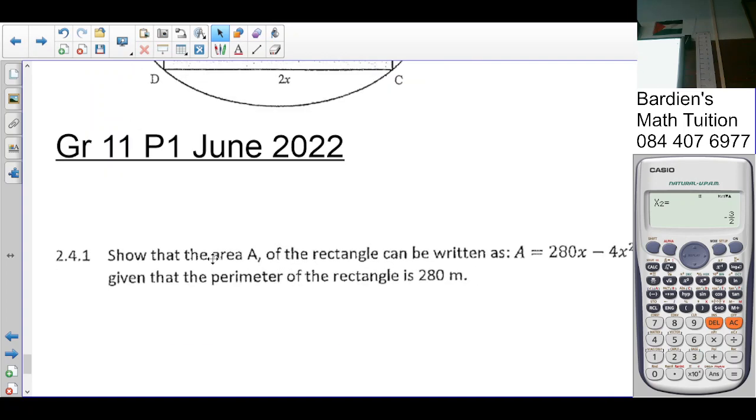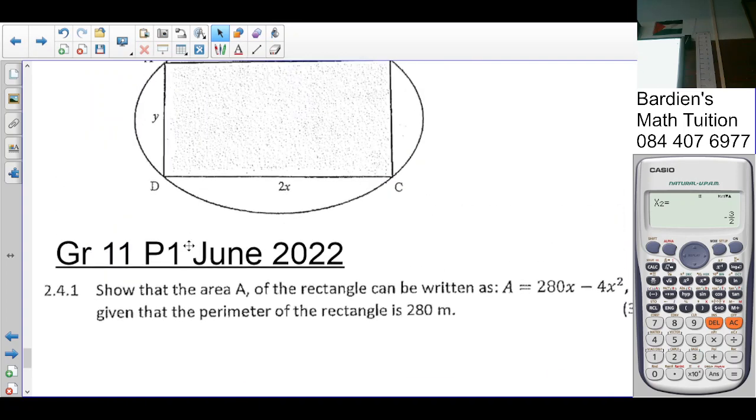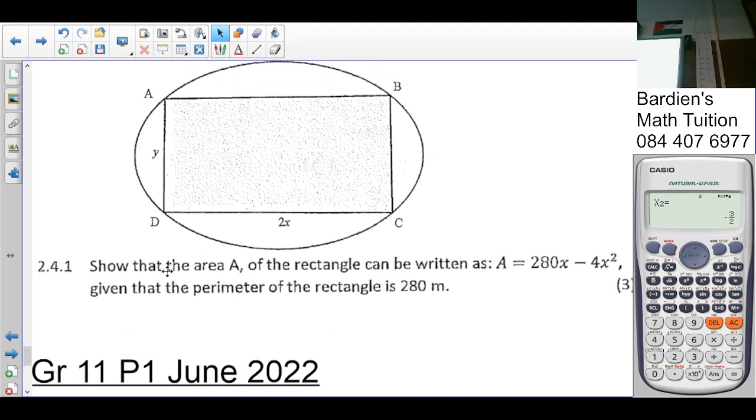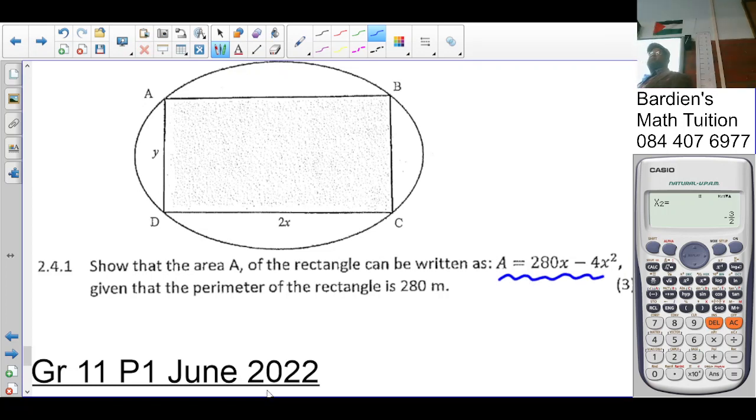Alright, first question. The first question says, show that the area of the rectangle can be written as that, given that the perimeter of the rectangle is 280. What you notice here is no y's here. So I'm going to try and write y in terms of x.